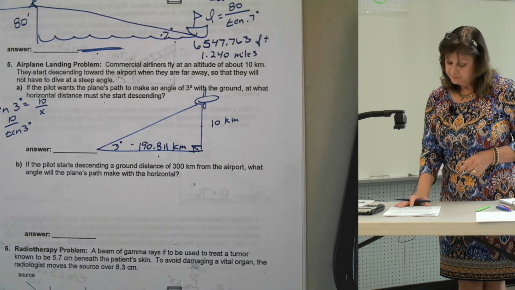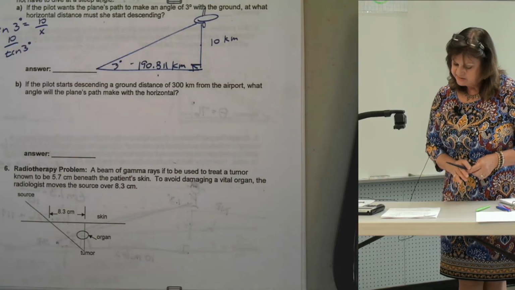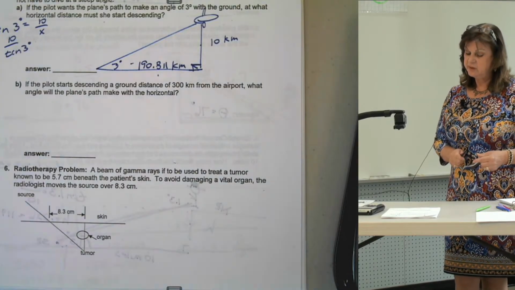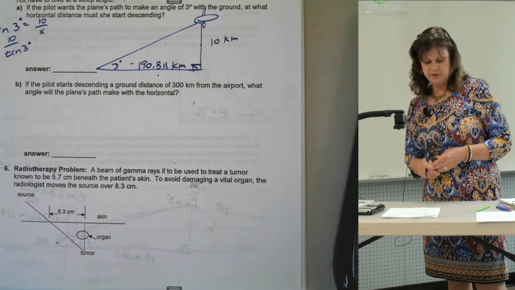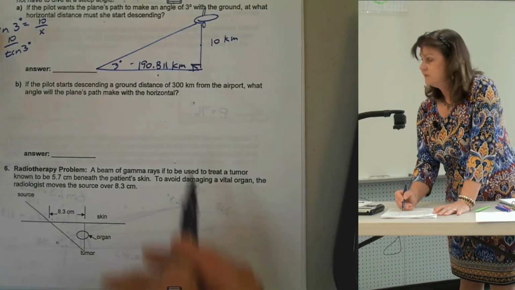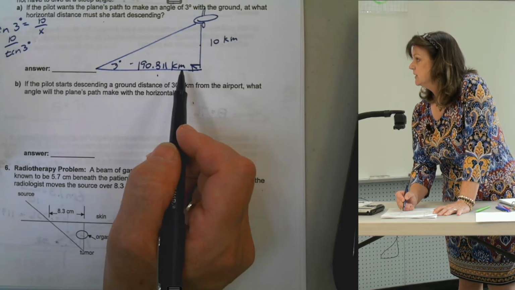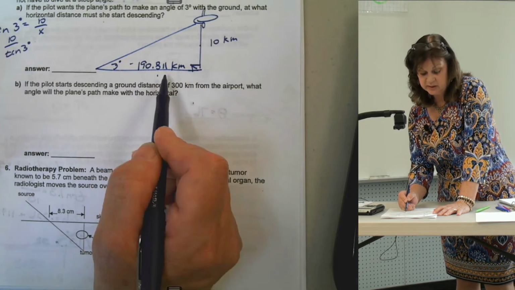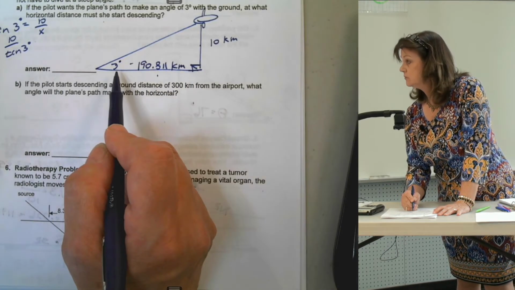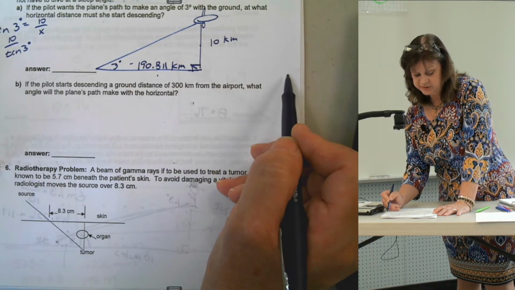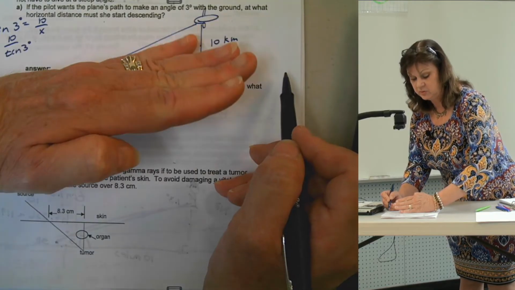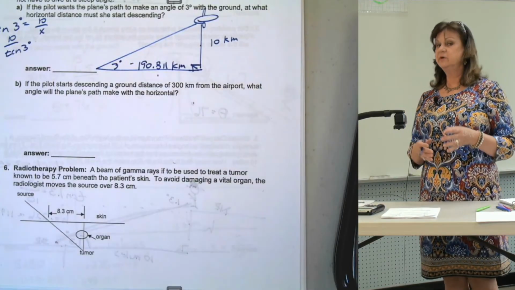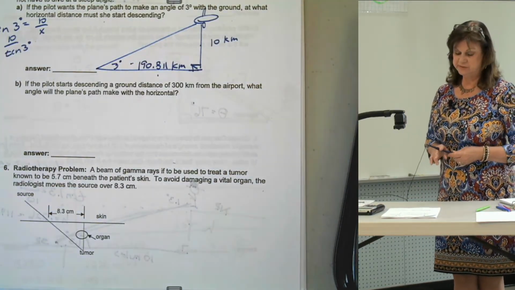All right, part B. But the pilot decides to start descending at a ground distance of 300 kilometers from the airport. So now what will the angle be? Well, think that through for just a minute. If she is descending at 190 kilometers and has a 3-degree angle, then if the descent starts at 300 kilometers, our angle is going to decrease. So whatever answer we get should be less than 3 degrees.